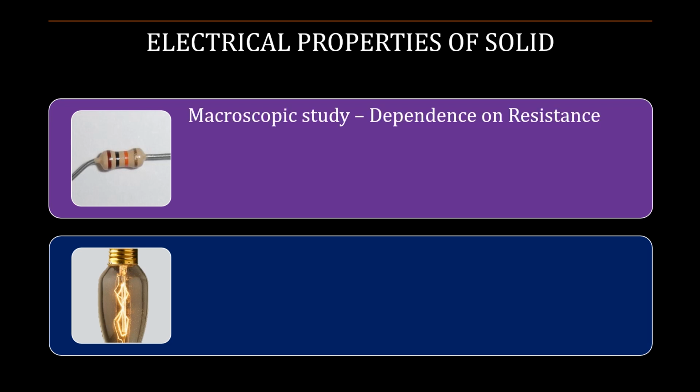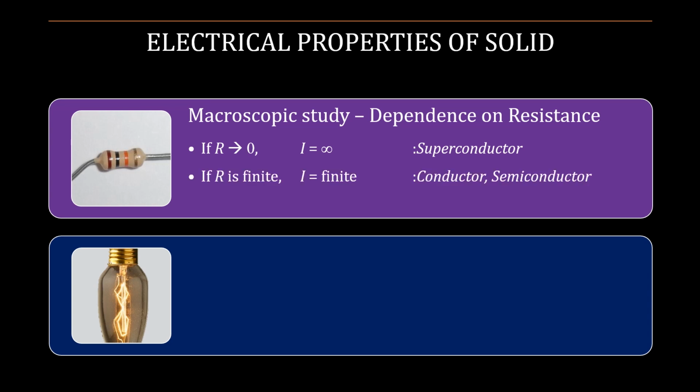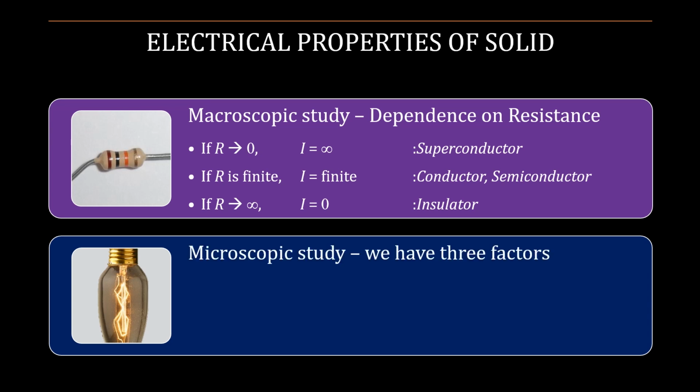Macroscopically, how a solid behaves will depend upon its resistance. It is very obvious, if a body has zero resistance, then infinite current can pass through it. Therefore, we call that a superconductor. But if the resistance is finite, then finite current will pass through it, and such a solid is called a conductor or a semiconductor. But if resistance is infinite, then practically no current can pass through it, and such a solid is called an insulator.